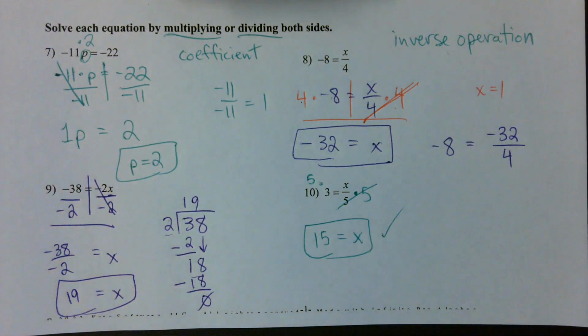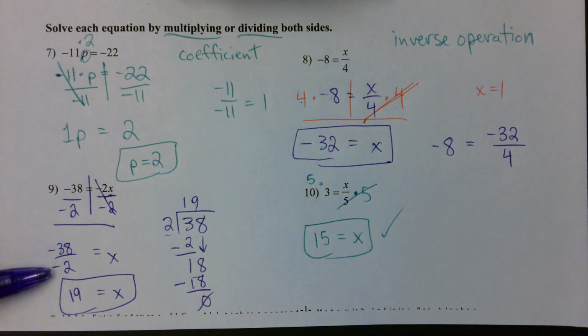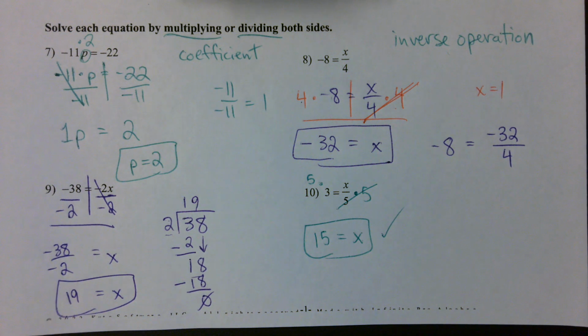Well, why wouldn't it be x equals negative 19, Mr. Church? Great question. Because a negative divided by a negative, as we know, gives us a positive result.